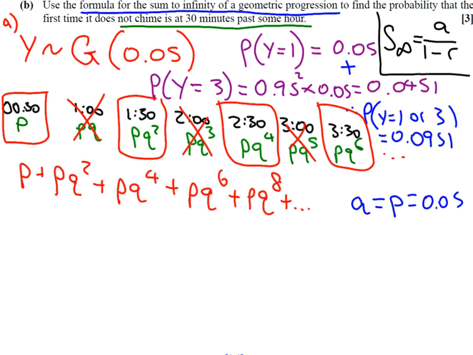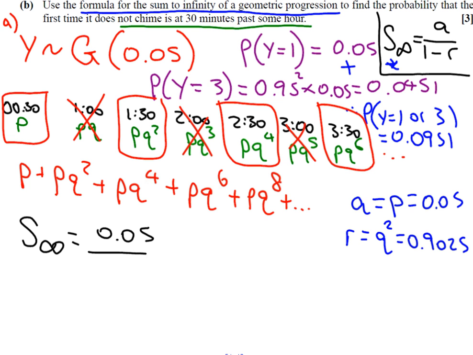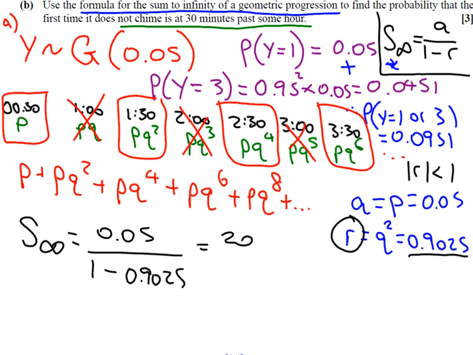And our common diff, not common difference, our common ratio, R, is Q squared. And Q is 0.95, so Q squared is 0.9025. All we're going to do now is put this into our formula that we wrote up here. So the sum to infinity is going to be 0.05 over 1 minus 0.9025. It might be a good time to mention that r is less than 1, which is a condition for this formula to work. The modulus of r must be less than 1. This gives us 20 over 39, or as a decimal, 0.513 to 3 significant figures.